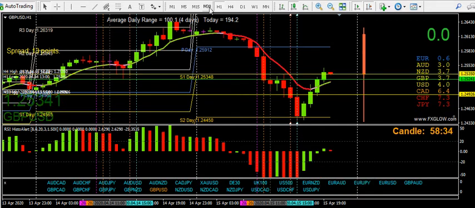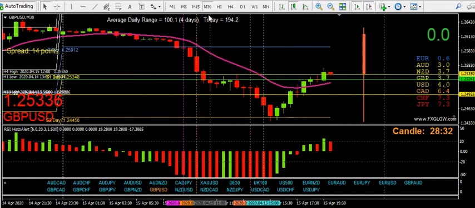Get down to the M30, and we've crossed back over the 0. You know how powerful that is. We're above the hourly 8 EMA as well. It just gets better and better, guys. We've broken the previous green candle's high.